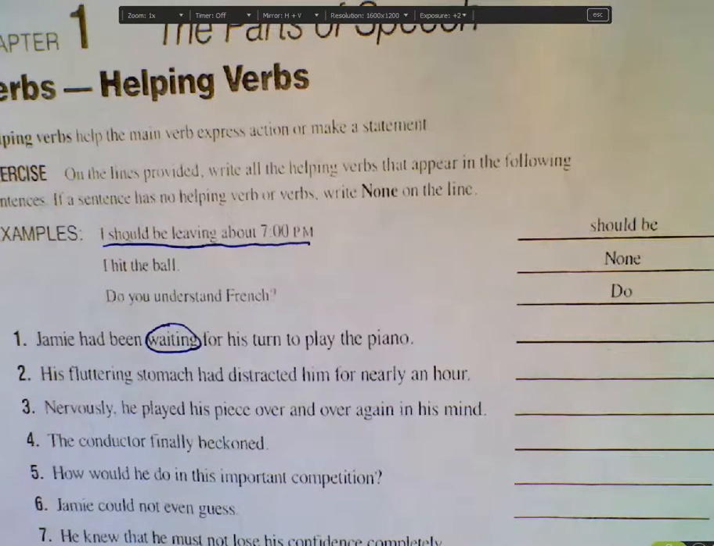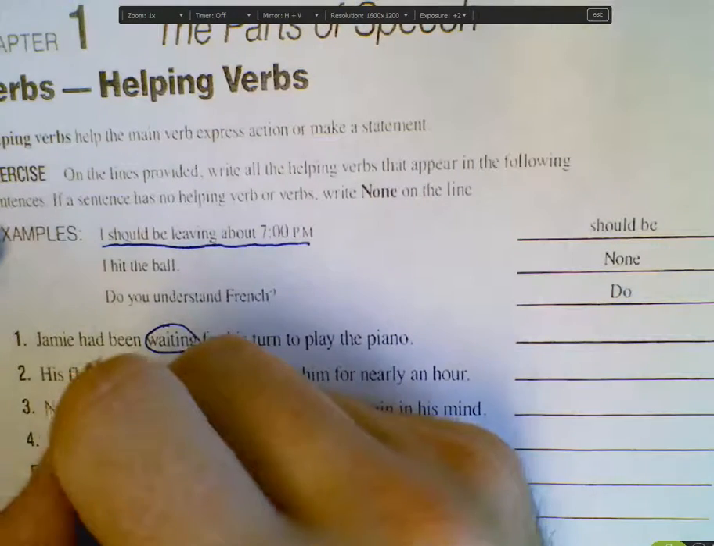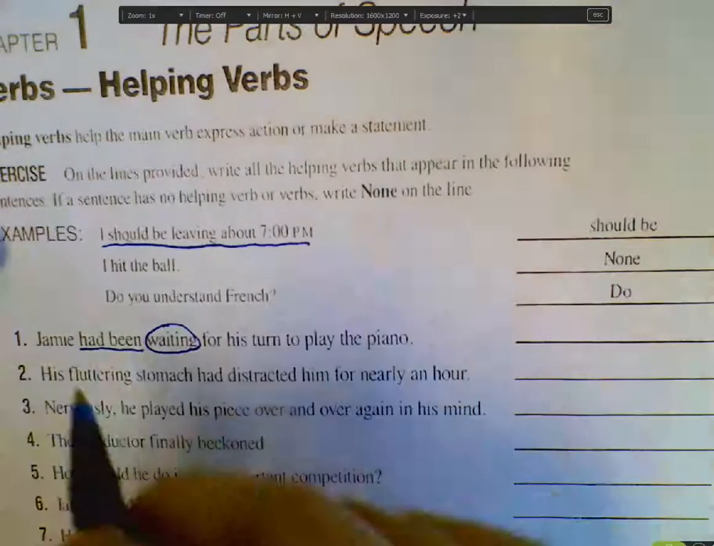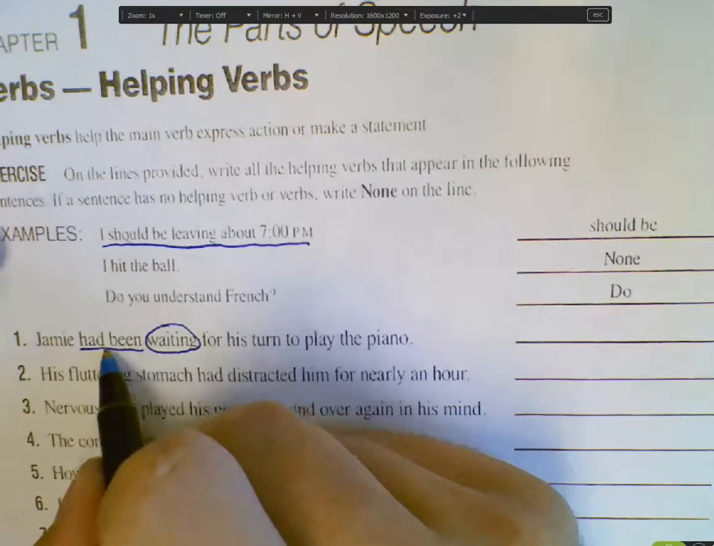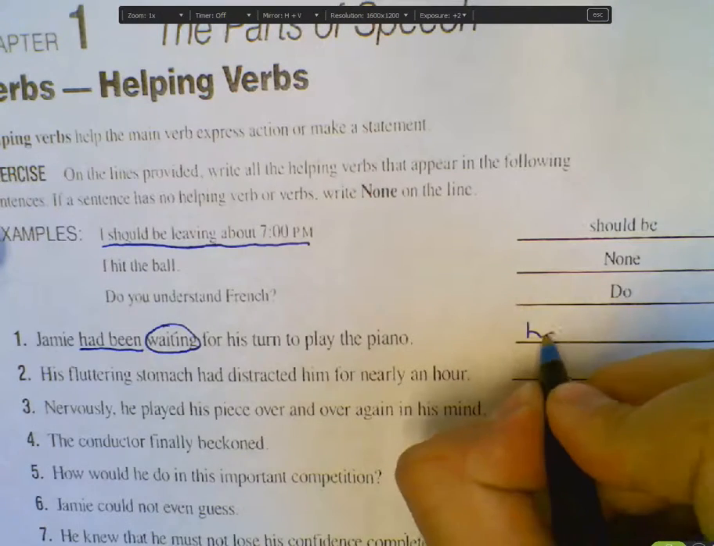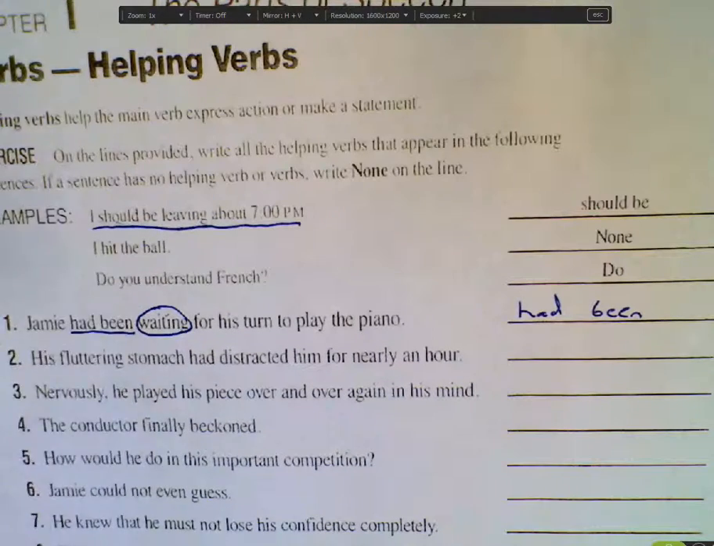Waiting tells us exactly what he's doing. He was waiting. Had been tells us a little shade of meaning. It tells us when he was waiting, what tense we're in. So it is the helping verb, helping waiting. So we would write down "had been." And that is all you need to do. And you go 1 through 16.